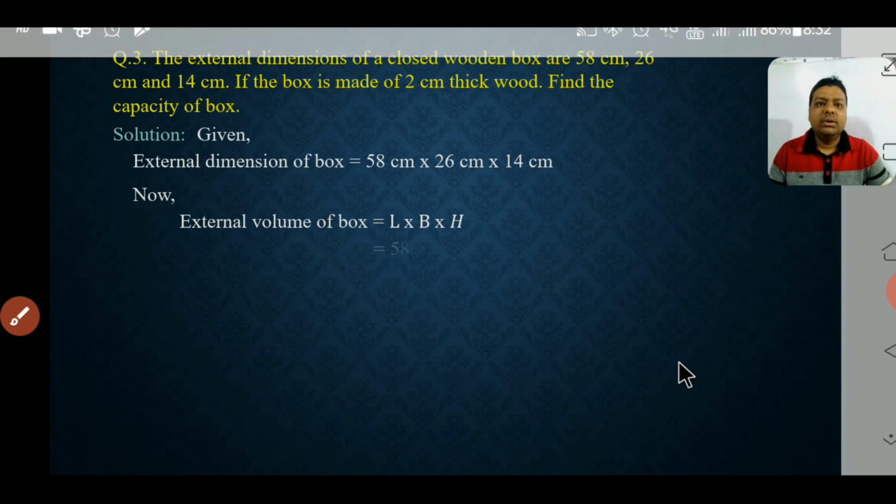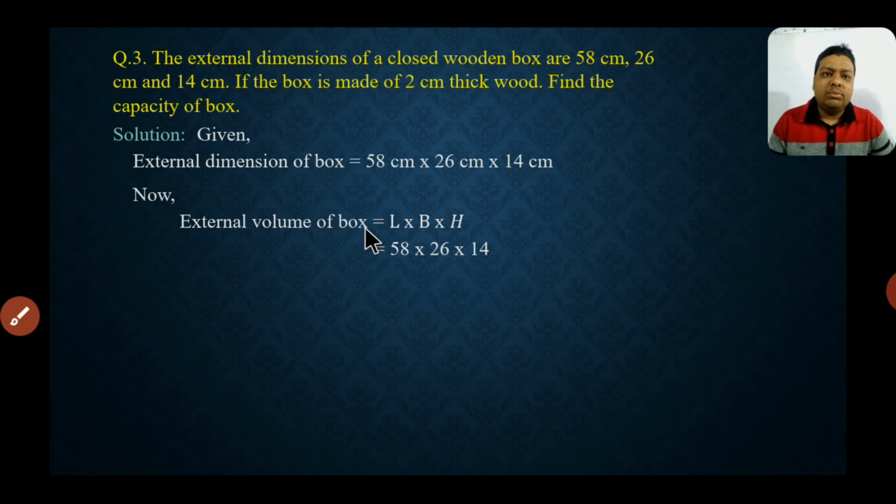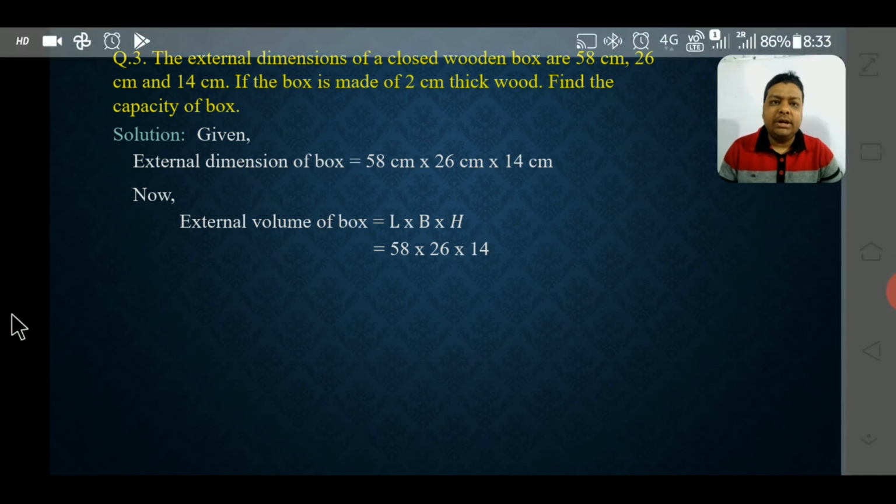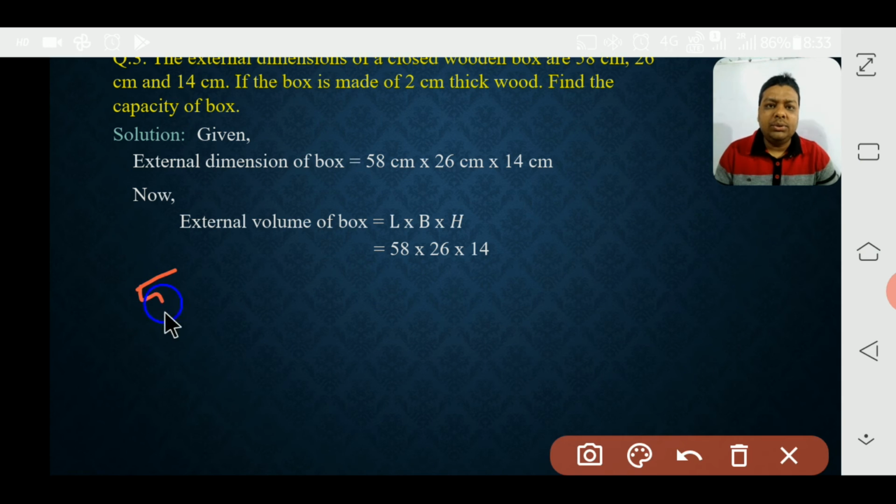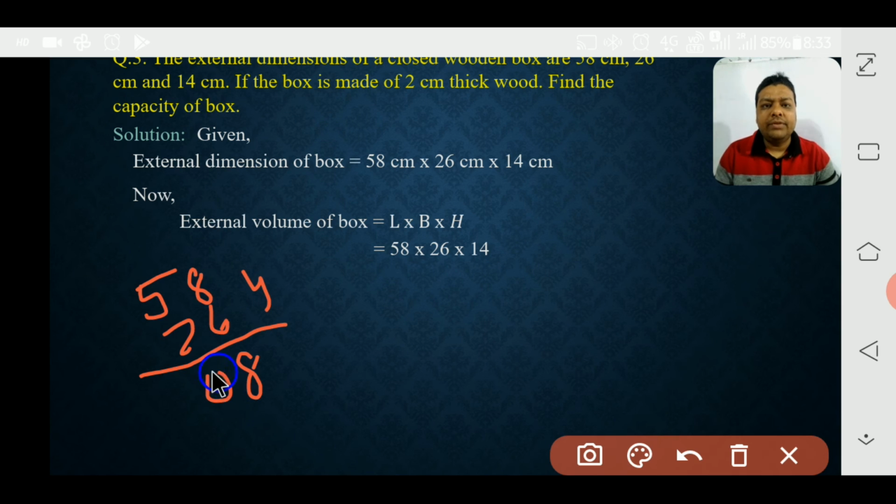Now at first, external volume of box, L into B into H, 58 into 26 into 14. Let's multiply it. At first 58 into 26. So it will be what? 8 6s are 48, 8 carry 4, 5 6s are 30, plus 4, 34. 8 2s are 16, 5 2s are 10, plus 1, 11. 1508. Now we have to multiply 14 with it.